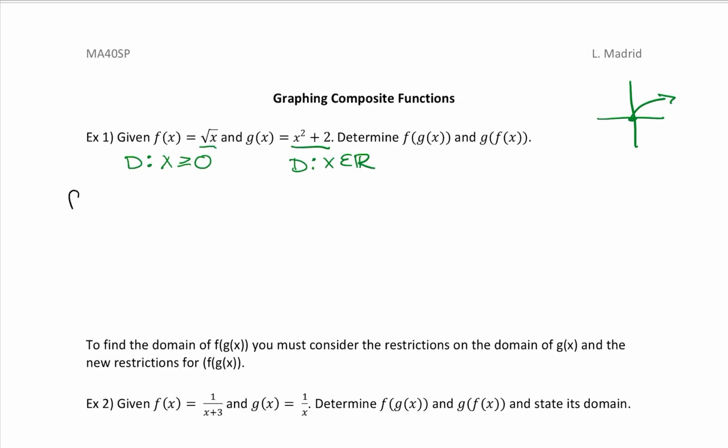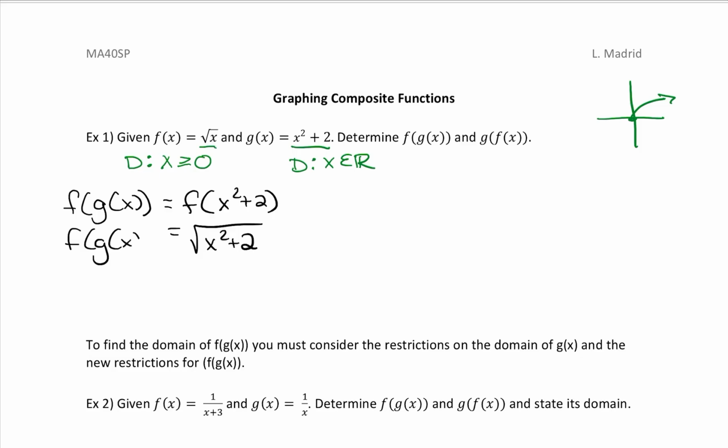So if we want to start with f of g of x, this is just like we did on the previous page. Okay, g of x is x squared plus 2. So this is just going to become f of x squared plus 2. And then in f of x, which is the square root of x, anywhere we see an x, we're going to change it to x squared plus 2. Now in this case, our inner function was g of x, which had a domain of x as an element of the reals. So our answer is also going to have a domain of x as an element of the reals.